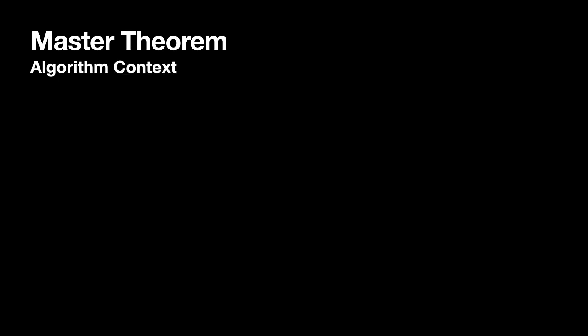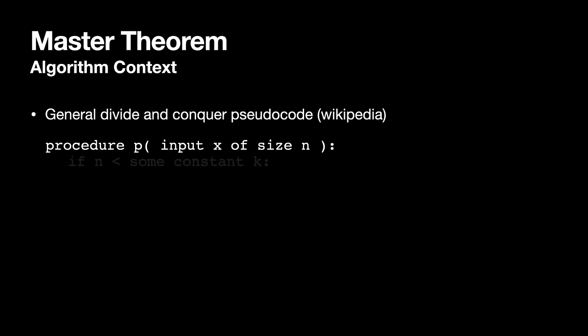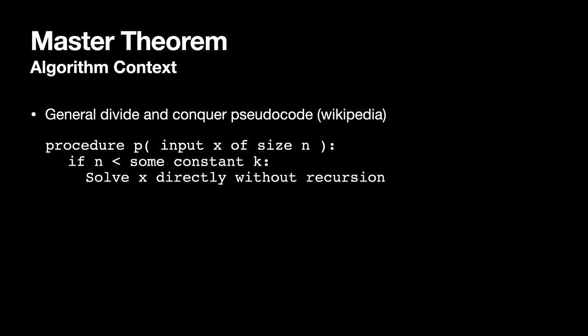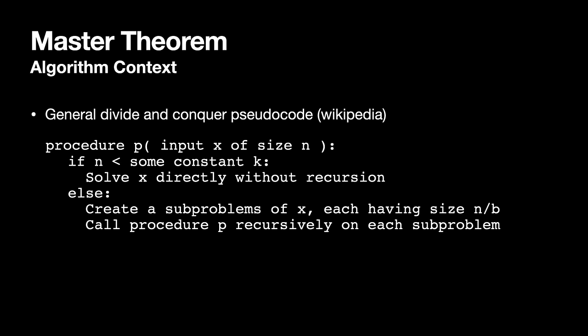Okay, so we can also think about this in terms of general pseudocode. The pseudocode that we'll look at now is from the Wikipedia article on the master theorem for algorithm analysis. The basic idea is that you'll have some generic procedure, and it works on some input of size n. If n is less than some constant, it will solve the problem directly without recursion. Otherwise, it will create a subproblems, each of size n over b, and it will call the procedure P recursively on each of those subproblems. It'll then combine the results from the subproblems together. So again, this is the conquering part of the problem.